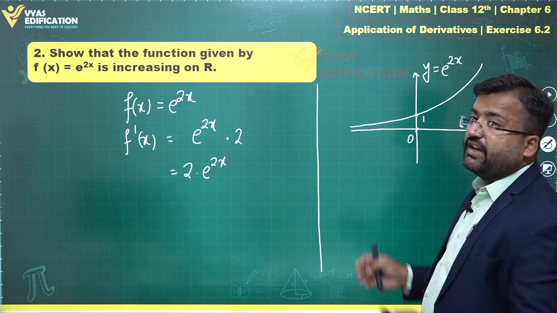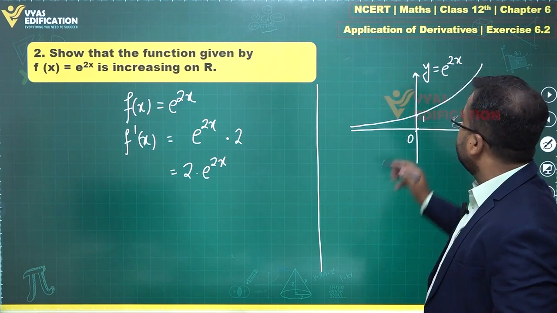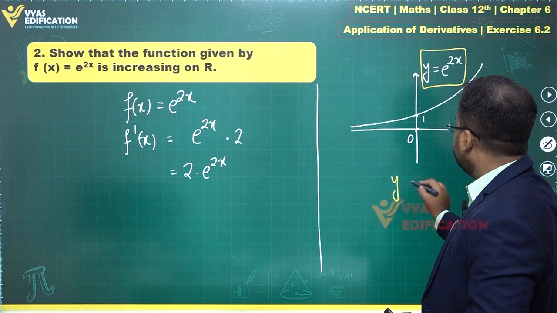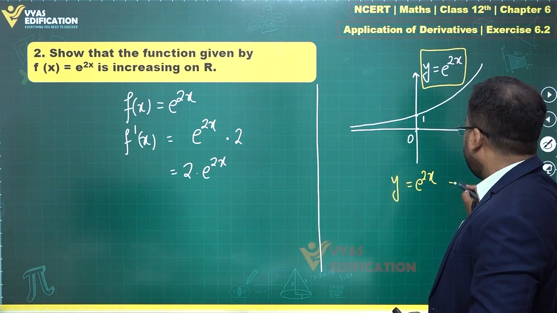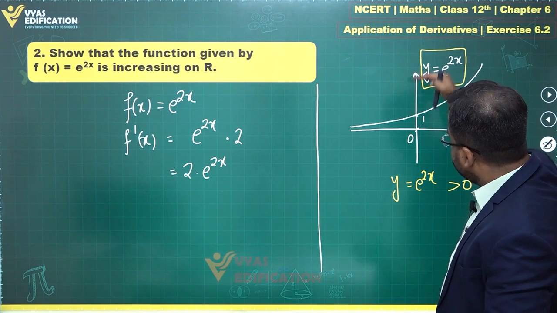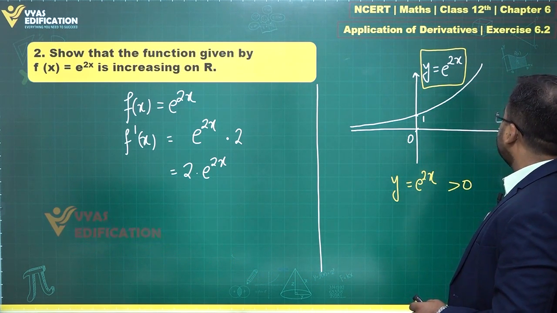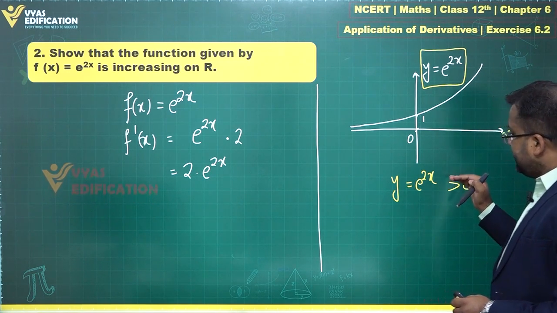And so the graph has contracted. But this is e power 2x for us. For now, this is e power 2x. And can you check that y is equal to e power 2x is always greater than 0? This is always greater than 0. This is never 0, never touching the x-axis, right? So this is always greater than 0.